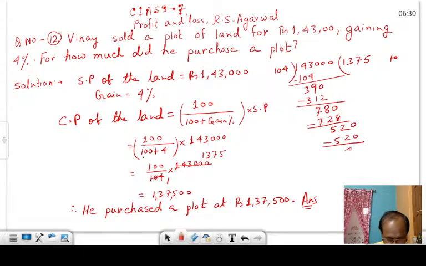Now we'll go to the next problem, that is question number 13. Let us see what is given in question number 13. In question number 13, we have the question. We're writing only the question here. Question number 13.